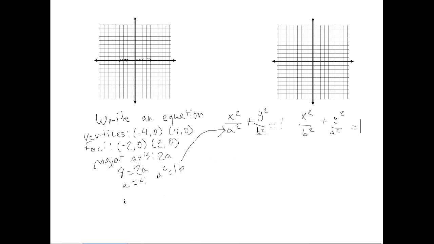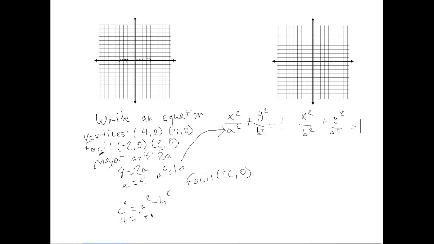Now, b squared we can figure out from the relationship c squared equals a squared minus b squared. Now, where are we going to figure out this c? Well, that comes from our foci. Okay? The definition of our foci was given to us for a horizontally orientated ellipse as plus or minus c, 0. So that means that c is 2. Well, that also means that c squared is 4.